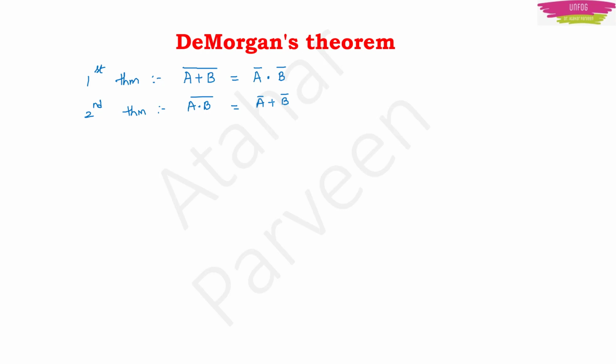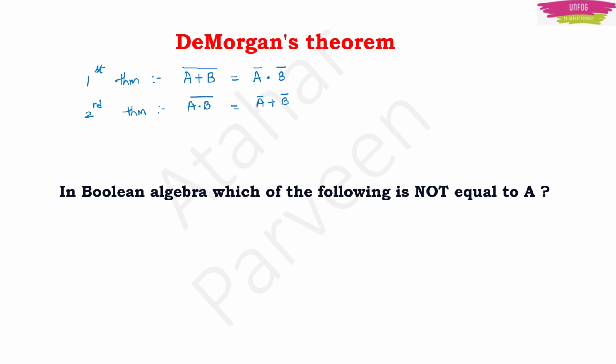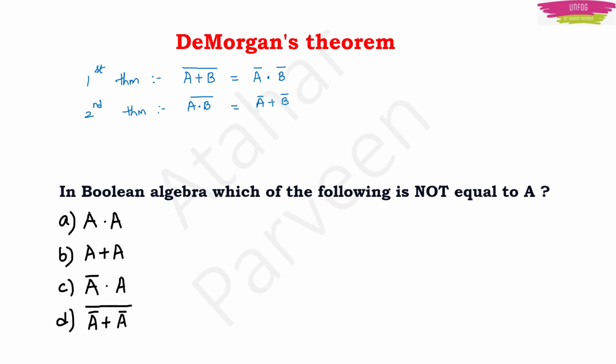So let's do one simple example based on Boolean algebra. The question is, in Boolean algebra, which of the following is not equal to A? And these are the options. So they are asking that one of the expressions given in these four is not equal to A. So let us see one by one.